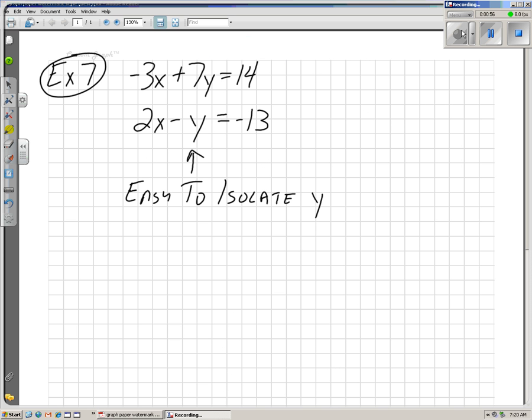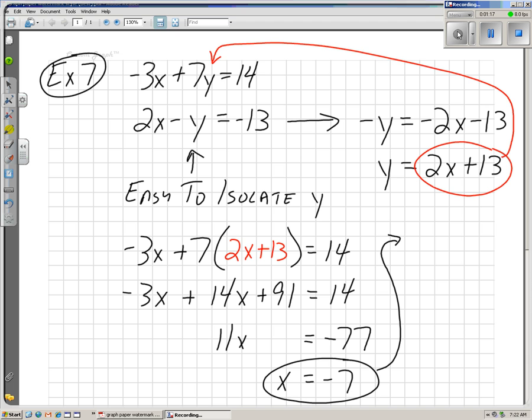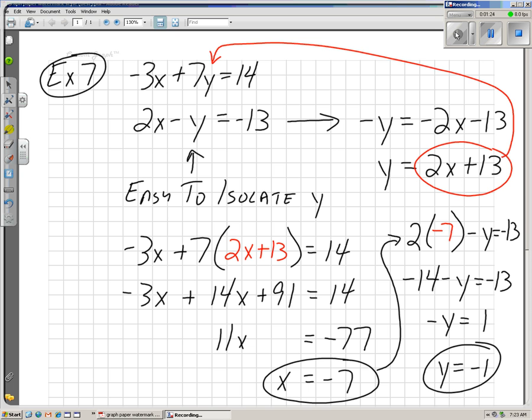All right, look at this set of equations. Before I substitute, I need to get y alone. And I see this y here is easy to isolate. So I move the 2x, I get -y equals -2x minus 13, and then of course that means y equals 2x plus 13. Since I know what y is now, I'll just plug it into the other equation for y and solve for x. And now that I've found x, I'll just use that x value of -7 and plug it into either equation and find out what my y is. So I found my y, and then I just write my ordered pair. And there's my answer.